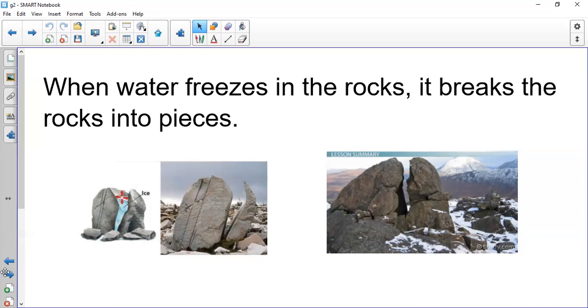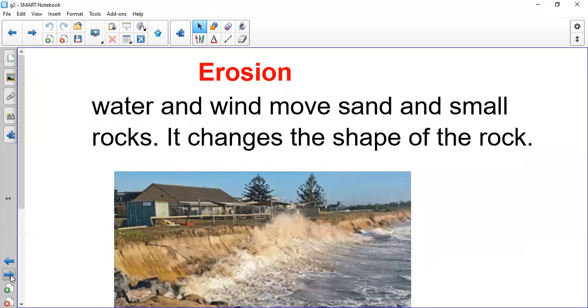Next, we spoke about erosion. What did we say about erosion? We said when these rocks are broken into pieces, wind and water will carry these broken rocks and this sand to another place. And by the end, the shape of the rock will be changed because the rock was broken. After this, wind and water move these small rocks to another place. So this is erosion. Remember it.